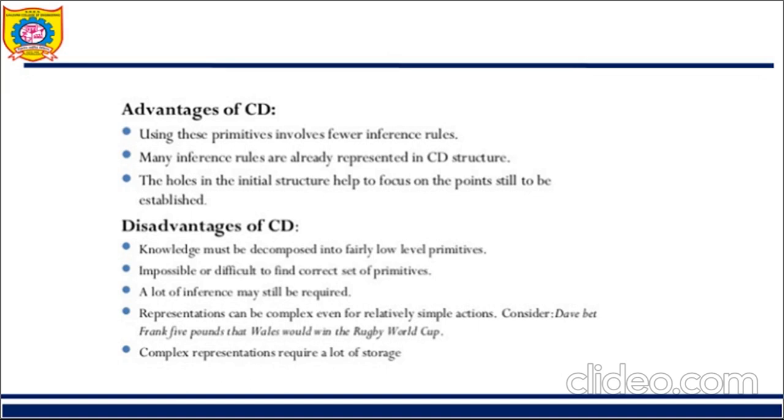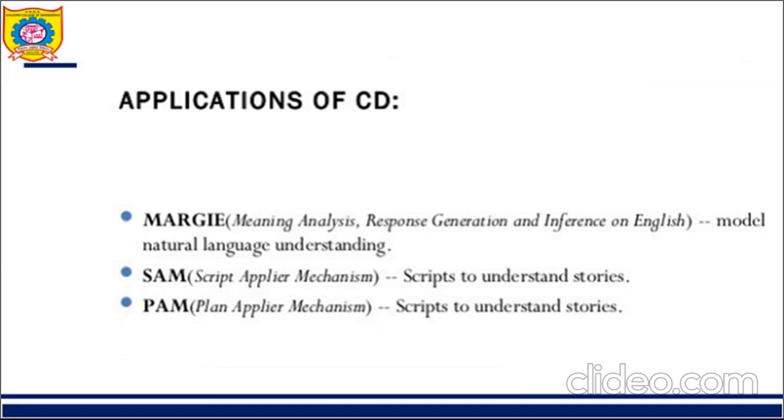Now what are the problems with this? Knowledge must be decomposed into fairly low level primitives. It is impossible or difficult to find the correct set of primitives. You require more primitives, a number of primitives, and only then can I make it. A lot of inference may still be required. The representation can become complex, and a complex representation requires a lot of storage. But this way is used for a few applications.